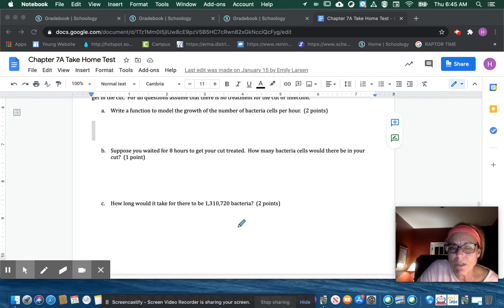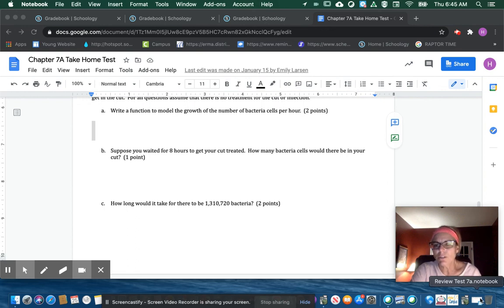How long would it take for there to be 1.3 million, 1,310,720 bacteria? How long? Now you're obviously solving for your X or your T time, and you would use the table feature of the calculator. Please let me know if you have questions.